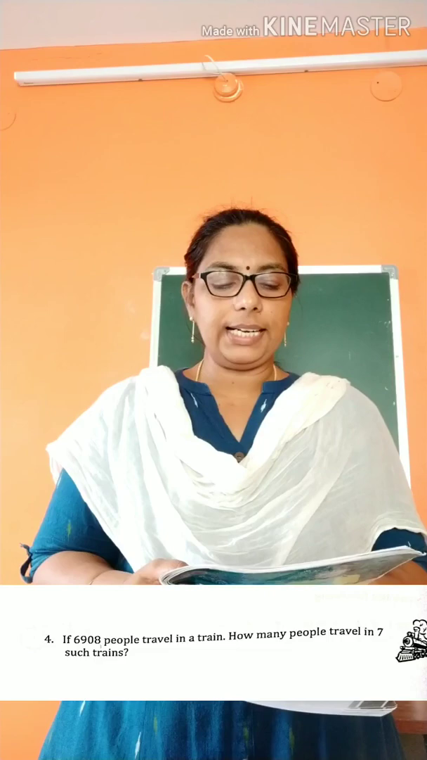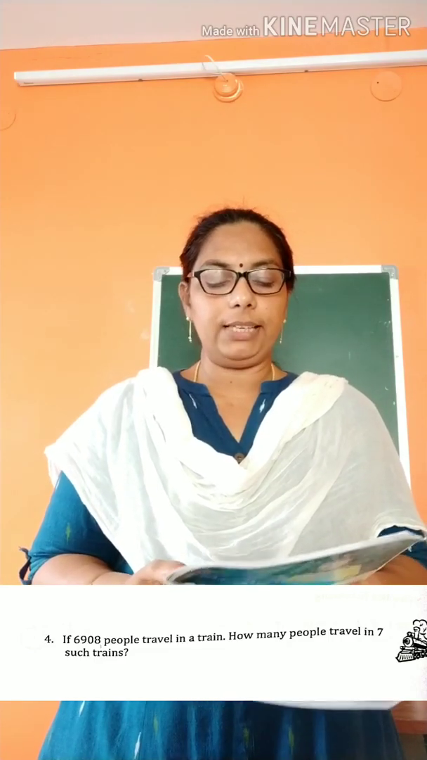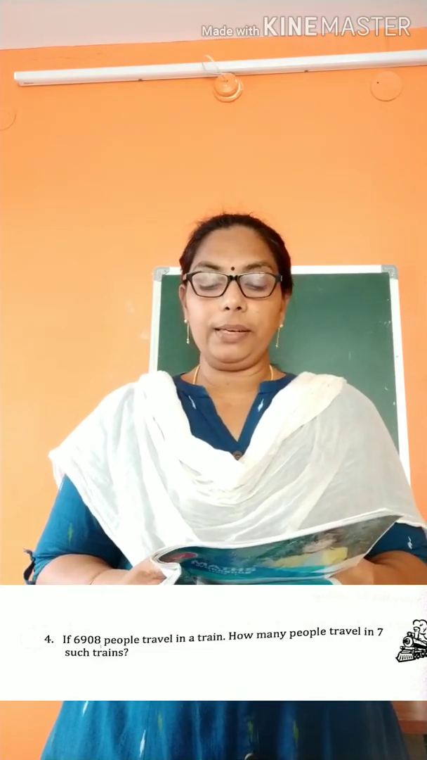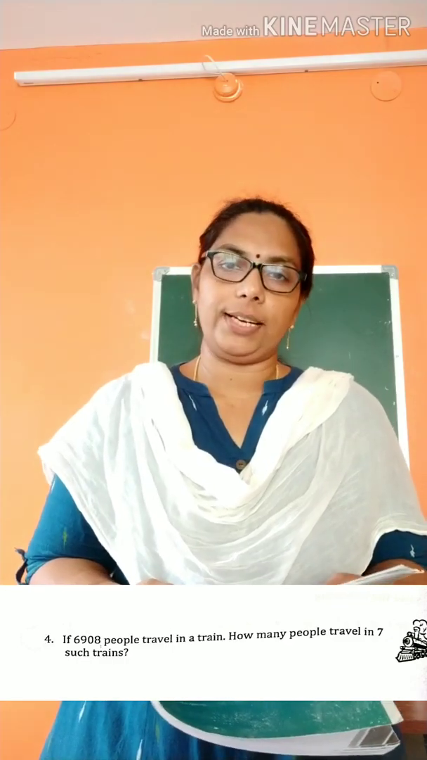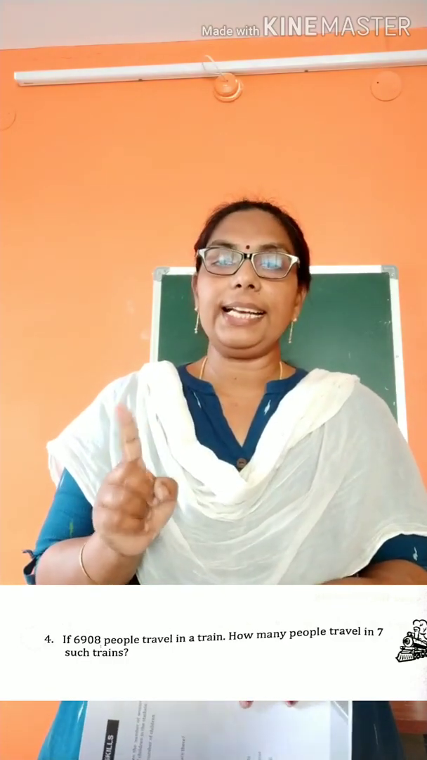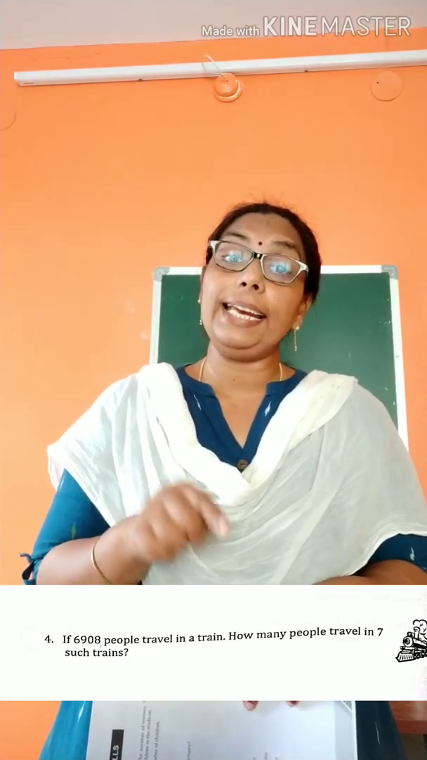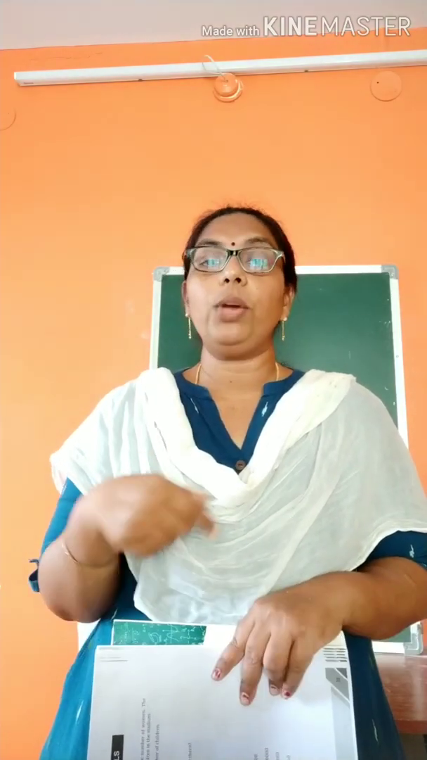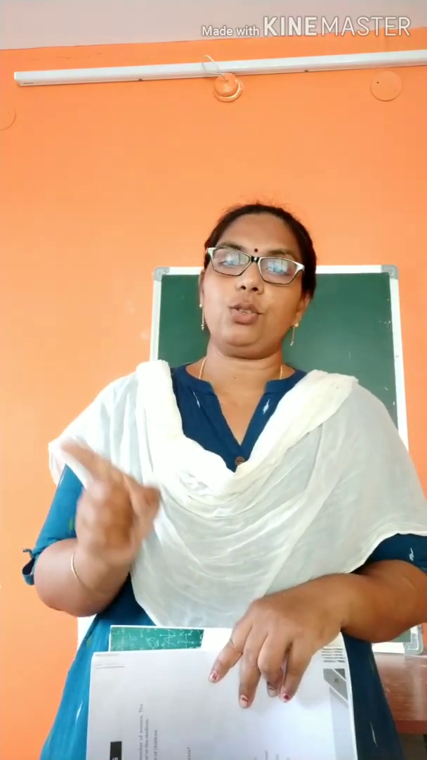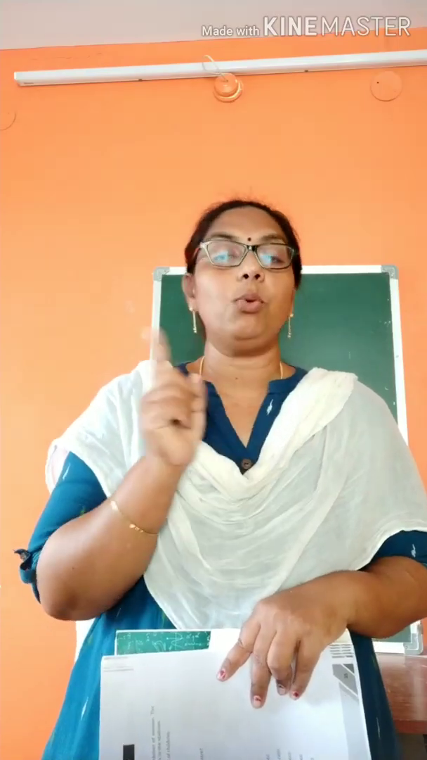See, if 6,908 people travel in a train, how many people travel in 7 such trains? See here, in one train, 6,908 people are traveling, and we have to find for 7 trains. So one train's less number was given and the more number we have to find. So what to do? Very good. It's multiplication, right?